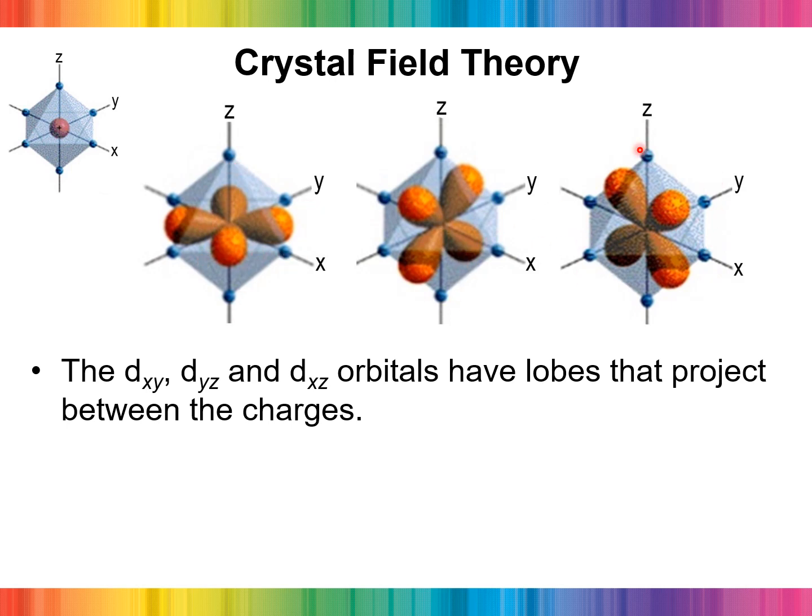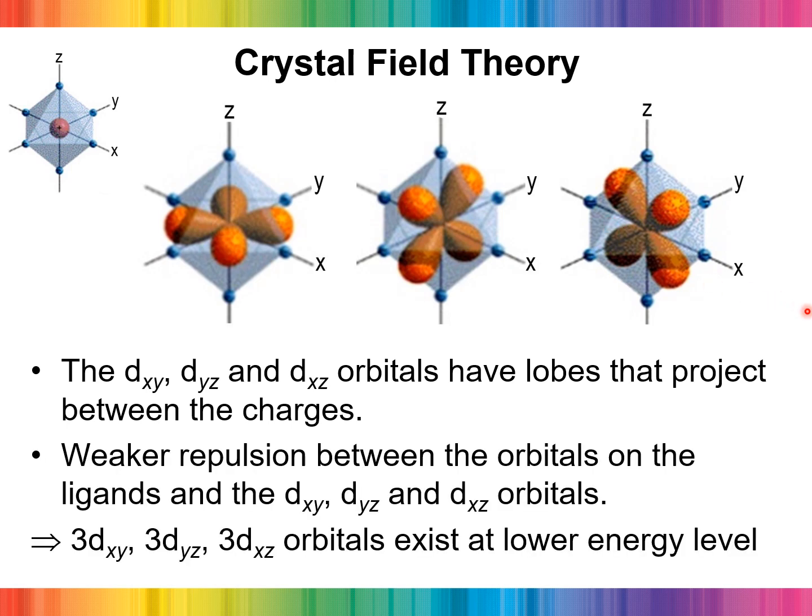So kind of like they avoided it, right? Their orientation is different. So as such, the repulsion is still present. There's still repulsion between these three particular d orbitals and the ligands, just that it's lesser than the other two earlier on. So your dxy, dyz, and dxz will exist at a lower energy level. Again, still have some repulsion because they are close by, just that it's not head on, so weaker repulsion.